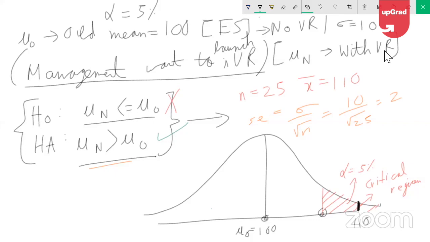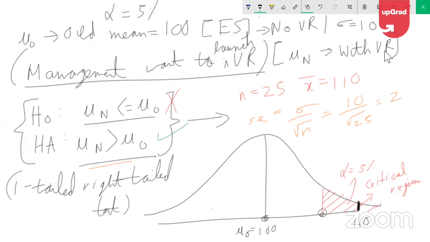Now, first of all, what we are looking at right now is a sampling distribution. If you look at it, what is mu zero? Mu zero is 100, right? That is the old mean. And what kind of test is this? It is a one-tailed right-tailed test. Why do we call it a one-tailed right-tailed test?